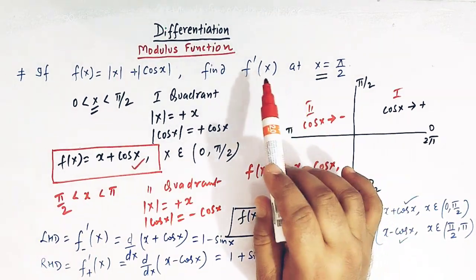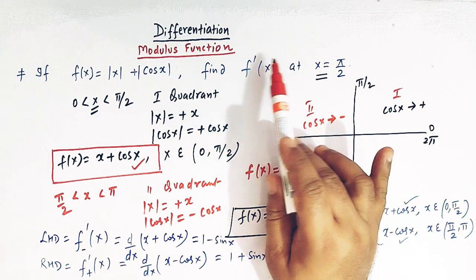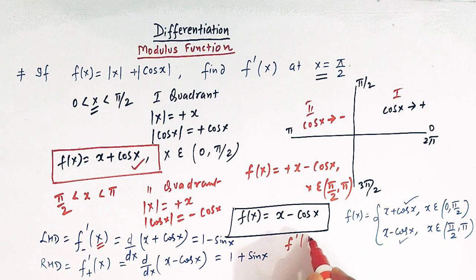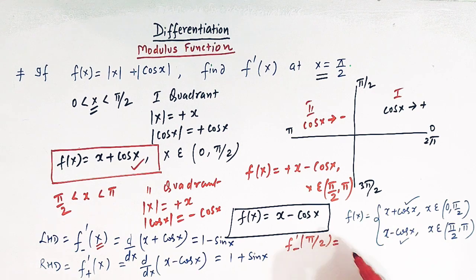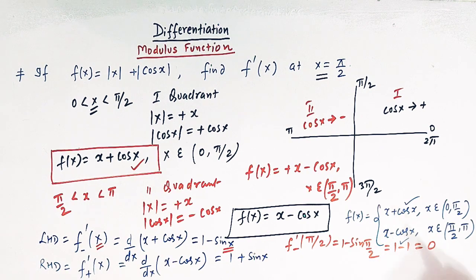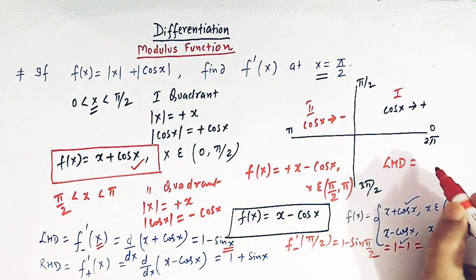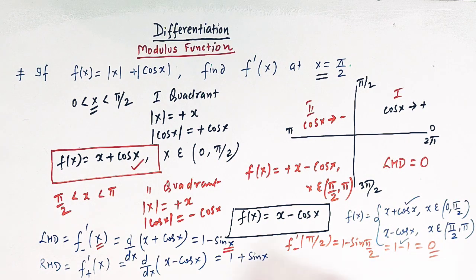So now we are given the problem that we have to find the derivative of this function at x is equal to pi by 2, right? So when we take x is equal to pi by 2 here, then we'll get the left hand derivative as equal to 1 minus sine of pi by 2, right? So in this expression, we'll take x is equal to pi by 2, right? And sine pi by 2 is 1, so we have 1 minus 1, that is equal to 0, right? So the left hand derivative of this function at x is equal to pi by 2 is 0, right?